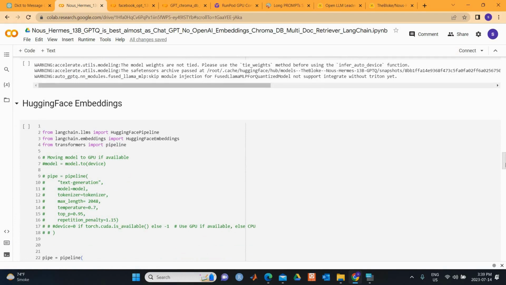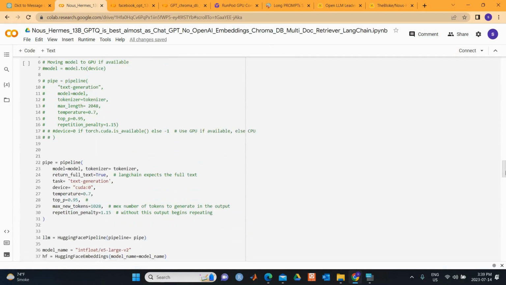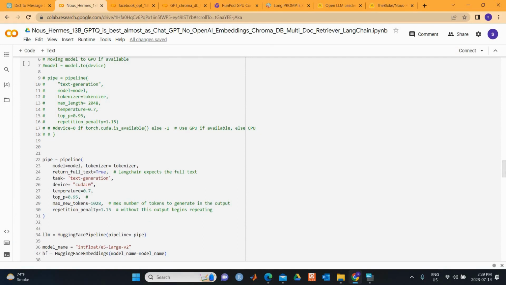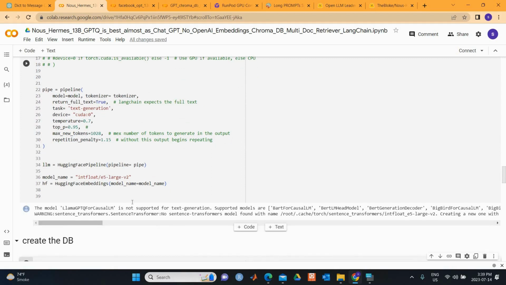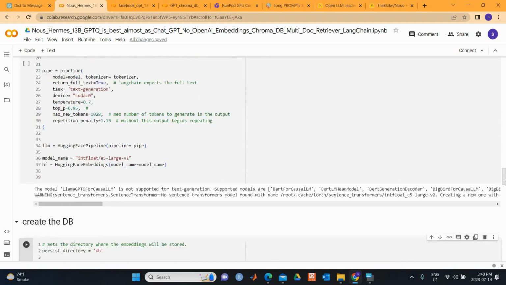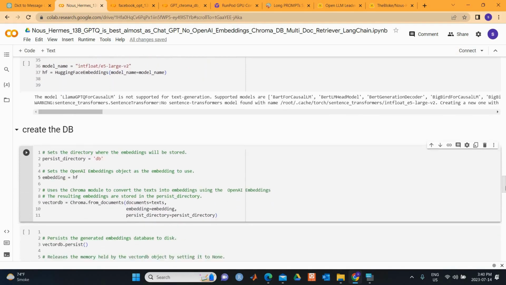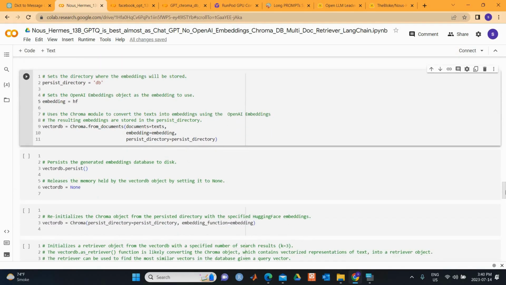Okay, so next we set up a text generation pipeline that integrates the pre-trained model and tokenizer. Then we proceed to load the embeddings using E5 large v2. Then we set up the directory where these embeddings will be stored. We specify the embeddings, and then the Chroma module converts the text into embeddings.